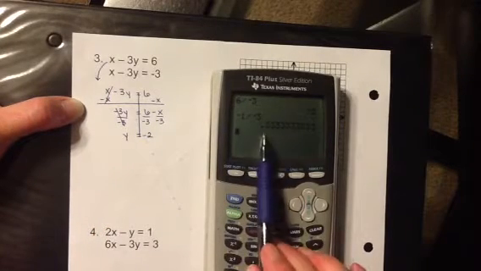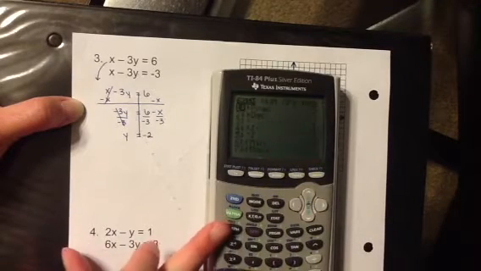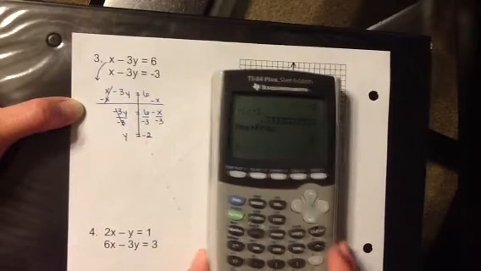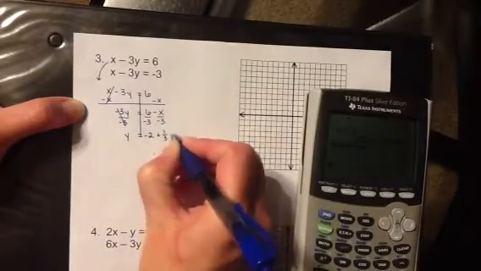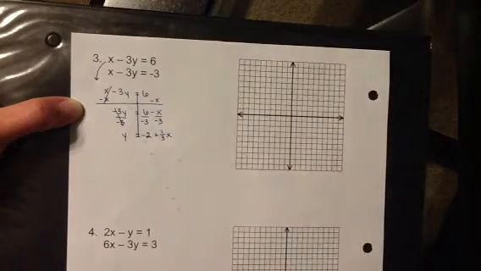Now when I do that, I get a big old long decimal. Remember, we go to math, and then we pick fraction. Enter. And it tells us positive 1/3. Good. So now we're going to go ahead and graph that one.